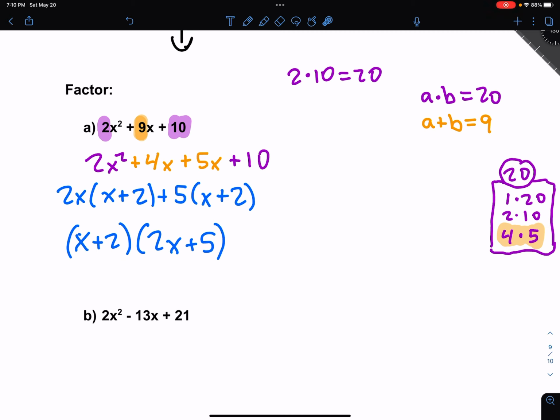Guess what? If you multiply these together, first, outer, inner, last: 2x squared, I got the 5x plus the 4x makes 9x, and the 2 times 5 is 10. This is right. That's how we factored this thing.